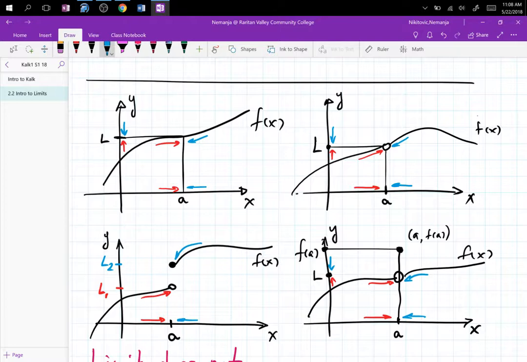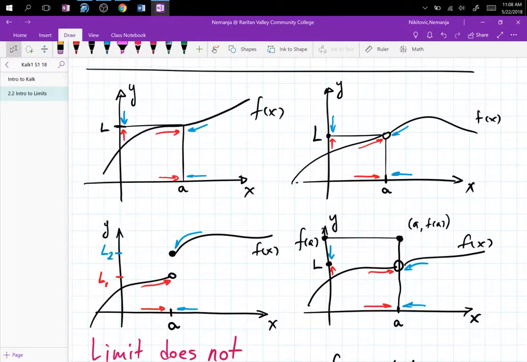We are going to see these four graphs again in section 2.6 when we talk about continuity of functions. The differences between these will be the driving factor for you to distinguish between continuous and discontinuous functions. Right now, we're just talking about the pure limit. Do they meet at the same point or not?